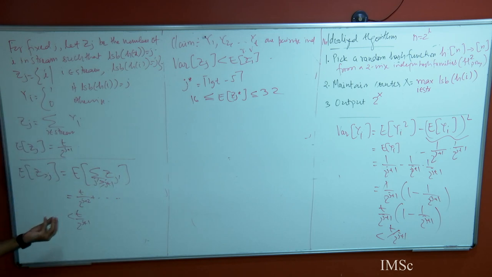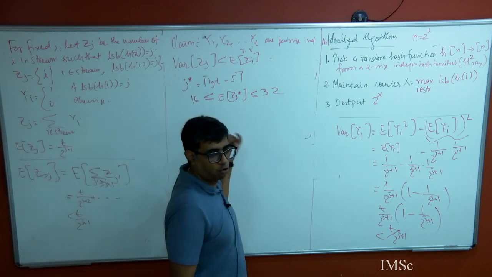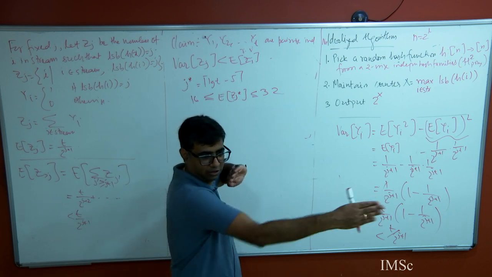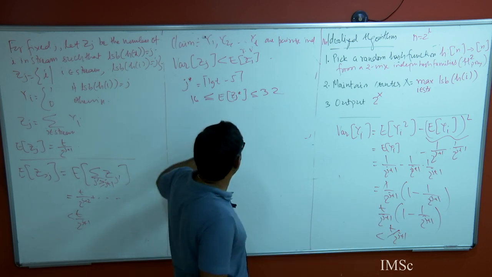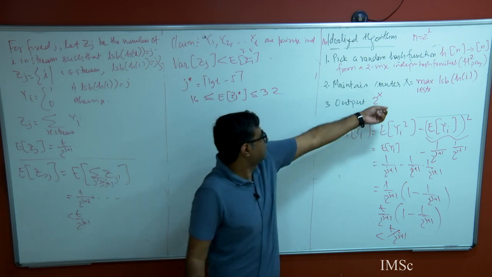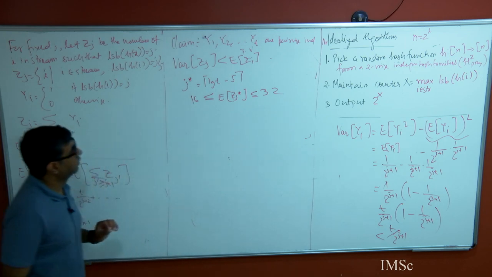But I want this to happen with, I don't want the expectation of Z_j to go beyond between these two numbers, like I don't want them to vary too much, because I want to show that we are returning this number within some constant range with very high probability. Okay? I will also do it.